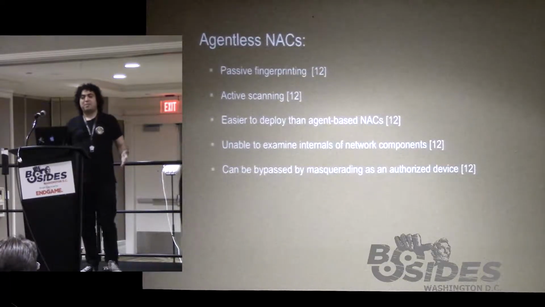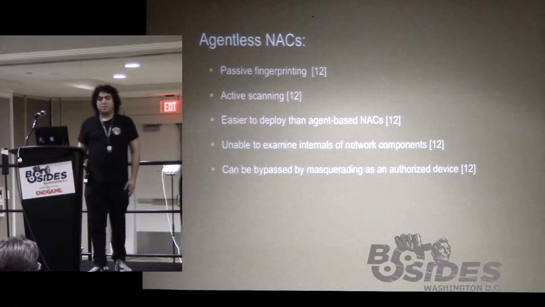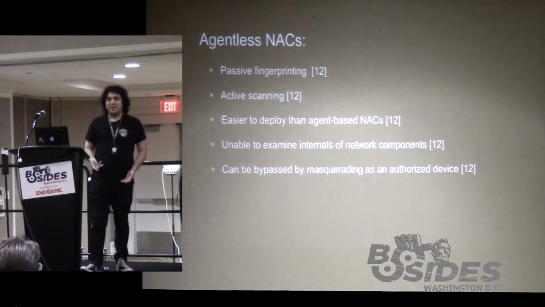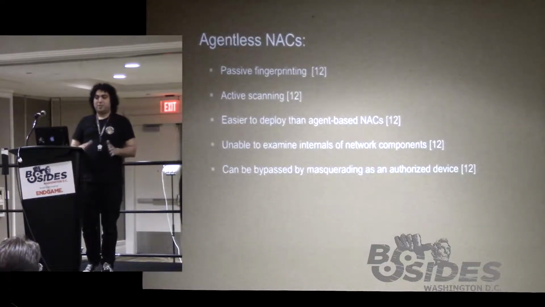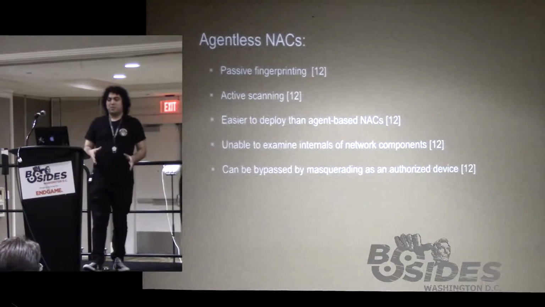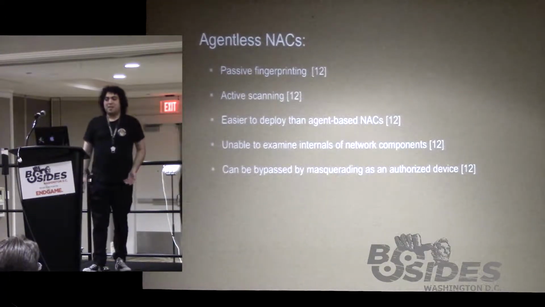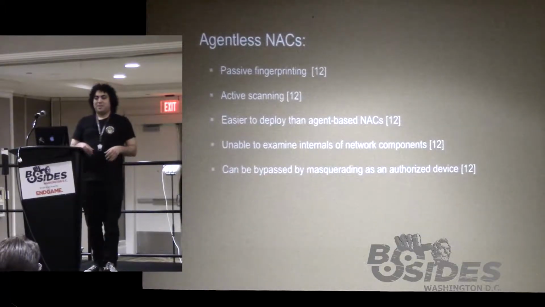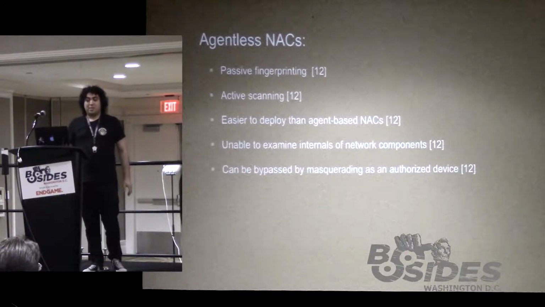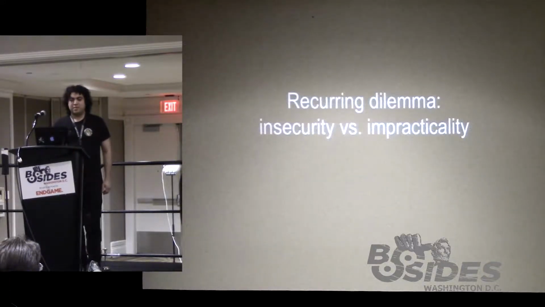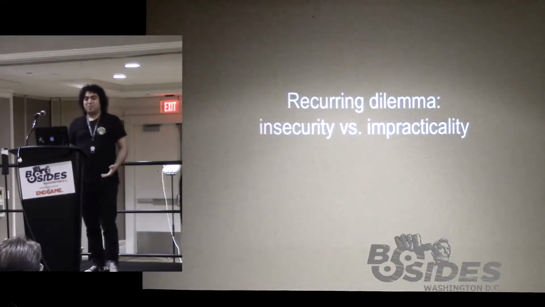And on the other side of the spectrum, you have agentless NACs. They use a combination of passive fingerprinting, active scanning, traffic analysis, stuff like that. The idea here is to take a completely external approach to identifying endpoints. However, the problem is that you have no way to examine the internals of network components, so you can easily bypass these just by finding an authorized device to masquerade as. This kind of leads us back to the same problem we looked at before.